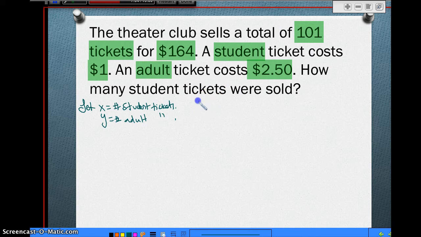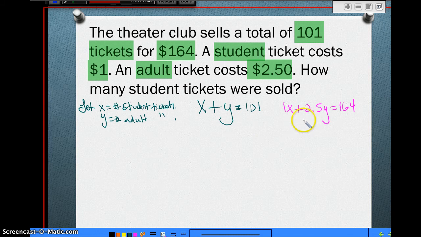So I have x student tickets plus all my adult tickets. If you add that up, that comes out to 101 tickets sold altogether. My second equation would be the money part of it. It's $1 times the student tickets plus $2.50, which I can write as 2.5, times all the adult tickets, comes out to $164 total. Now, if you notice when I wrote these two equations, it turns out that both of them are in standard form. So therefore, because they're already in the same order, I can use the elimination process to solve this.